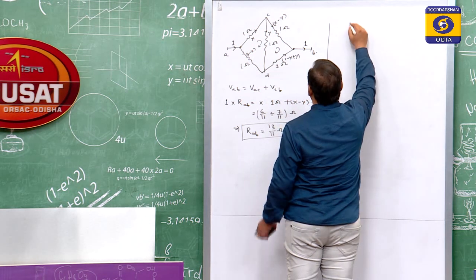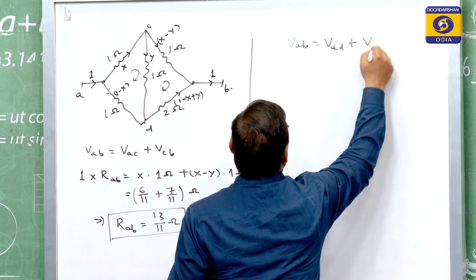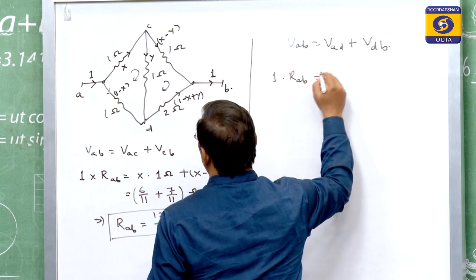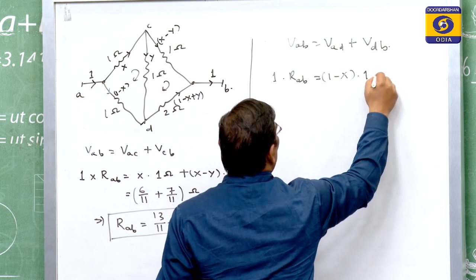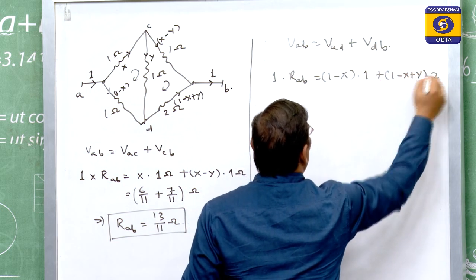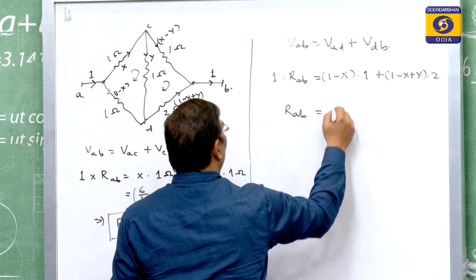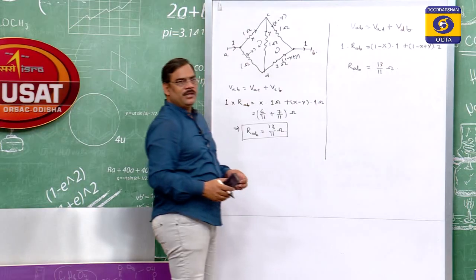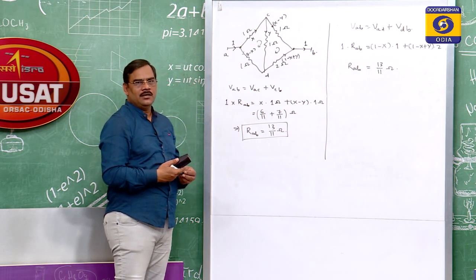the other side. VAB equal to VAD plus VDB. So, this is 1 into RAB equal to 1 minus X into 1 plus 1 minus X plus Y into 2. If you calculate, RAB will again come as 13 by 11 ohm. So, in this way, if the bridge is not balanced, we can find out the effective resistance in a circuit.